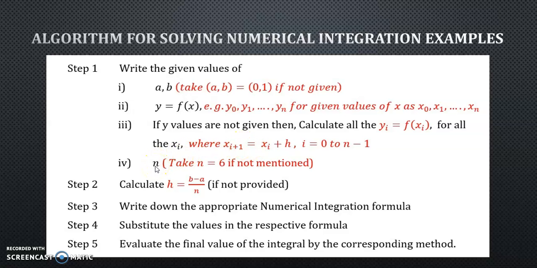n is the number of intervals as mentioned earlier. Take n equal to 6 if not mentioned. If h is not given, if you cannot make out what h is, you can calculate h using the formula (b minus a) upon n. Then write down the appropriate numerical integration formula, that is either trapezoidal, Simpson's 1/3 or Simpson's 3/8. Substitute the values in the respective formula, and step 5 is to evaluate the final integral by using the corresponding method.